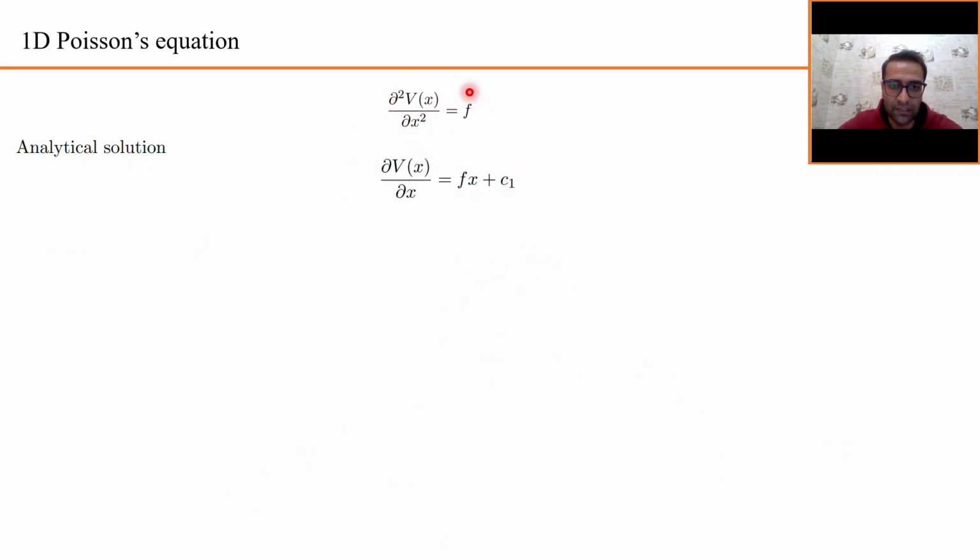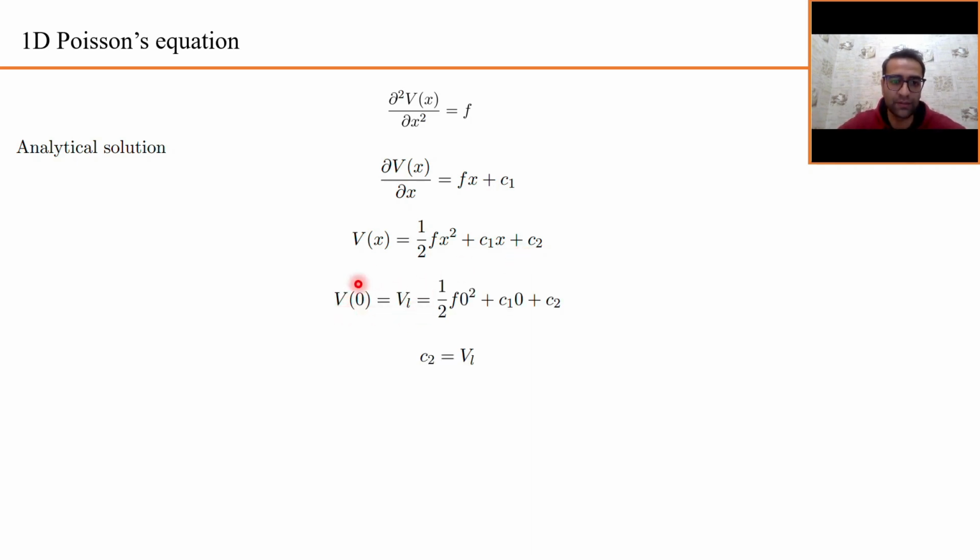Okay, if we take the integral from both sides, we will reach this equation: dv over dx is equal to f x plus c1, where c1 is some constant. Taking another integral, we will reach v(x), that is 1 over 2 f x squared plus c1 x plus c2. c1 and c2 are some constants. How can we find them? Just simply using the boundary conditions.